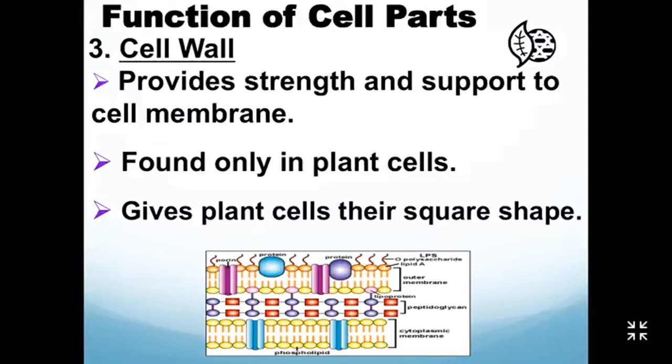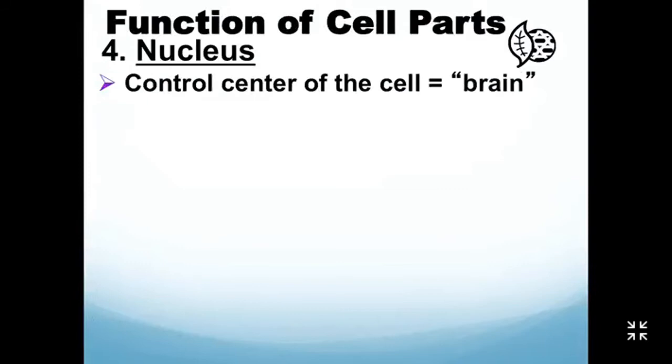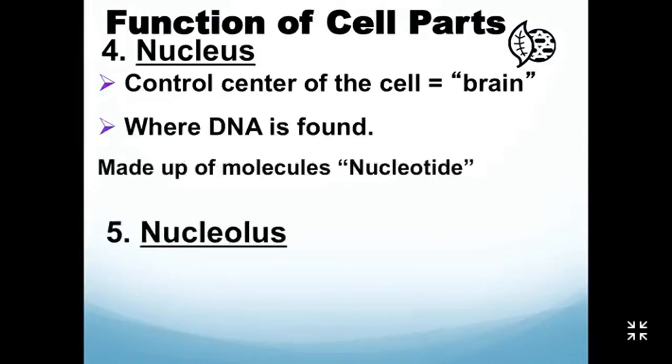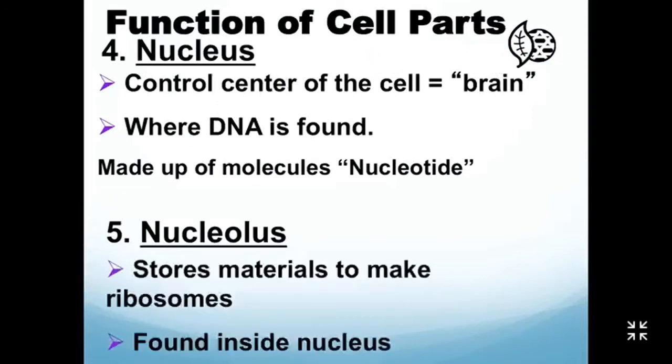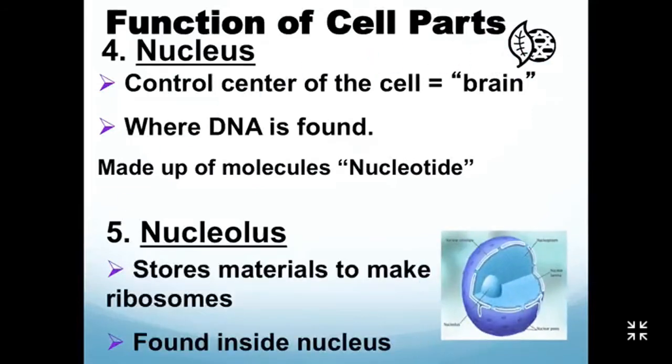Okay? Next one. Let's proceed to the nucleus. The nucleus is considered to be the control center of the cell, or what we call the brain itself, where the DNA is found. And by the way, its shape is spherical. To show you an illustration, here it is. Okay, so it is a spherical shape.